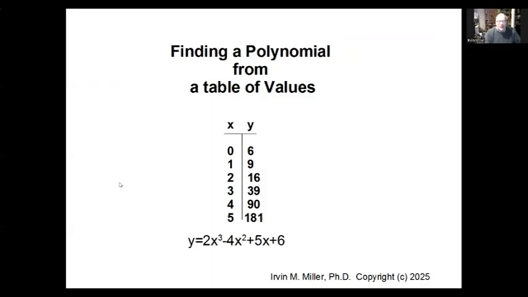Hello, I would like to illustrate thought process in solving math problems. And I'm going to pick the example of using a table of values to find the polynomial that generates that table. So here we have a table, values of x going from 0 to 5, and the values that correspond to that. And below, I've shown the function that will generate that. The problem is, how do we find that function from those values?